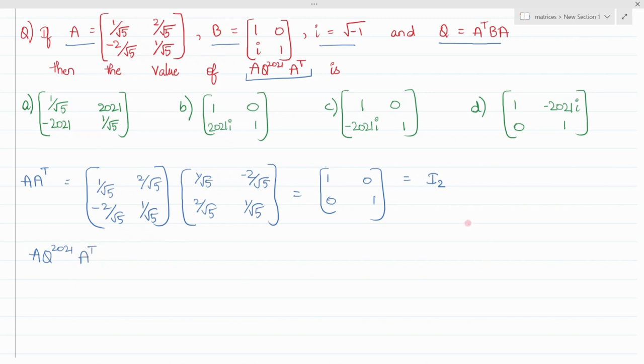But before that, instead of 2021, let's take Q square. I'll show what the trick is over here. Write A as it is. Q, there's a condition given: A transpose B A, and write the square over here, and A transpose as it is. Now separate the square: A transpose B A again into A transpose B A, and write A transpose.